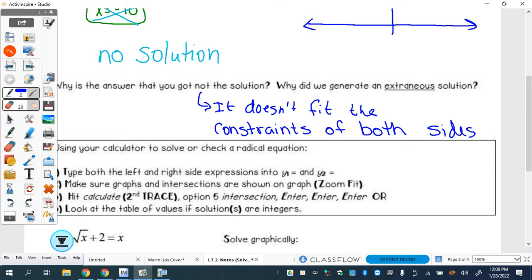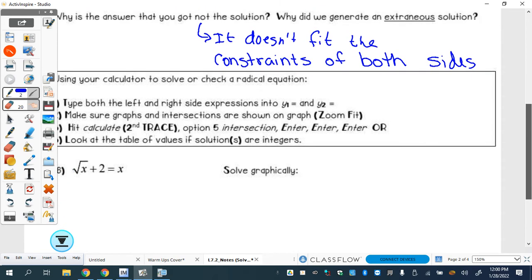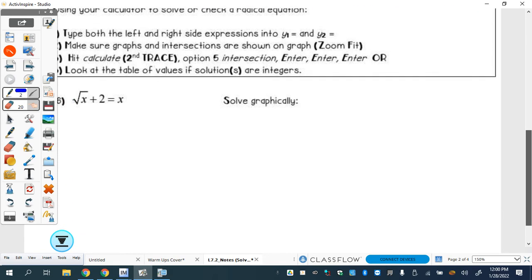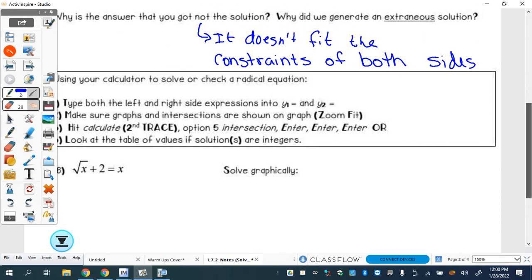So again, I typed up for you the steps of what to do if you are checking it in your calculator, so you can always refer back to that while you're working. Oh, absolutely.